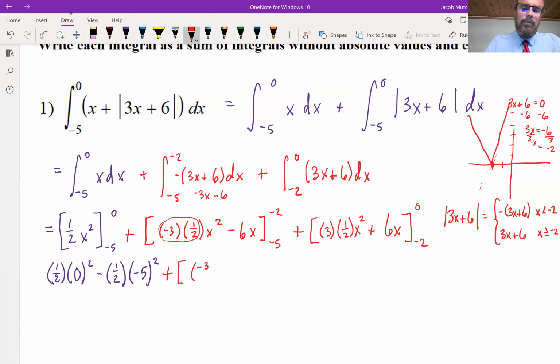What we'll do is substitute in -2 first, my upper limit of integration, squared. I'm going to put extra parentheses here, -6 times -2. And we're going to subtract from that the same function evaluated at -5. So -3 halves times -5 squared minus 6 times -5.